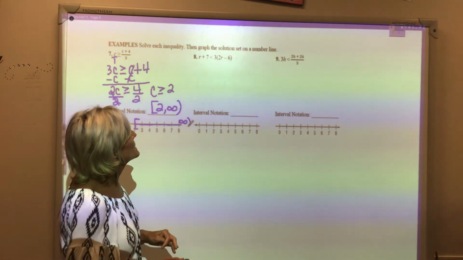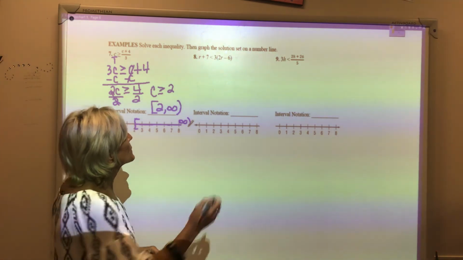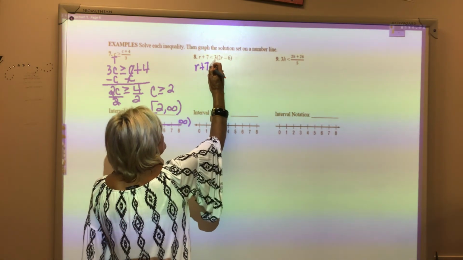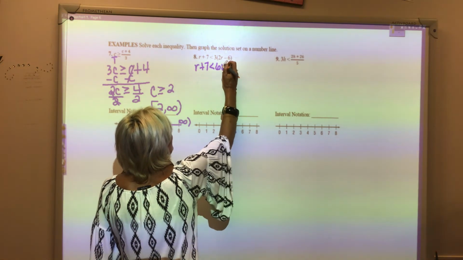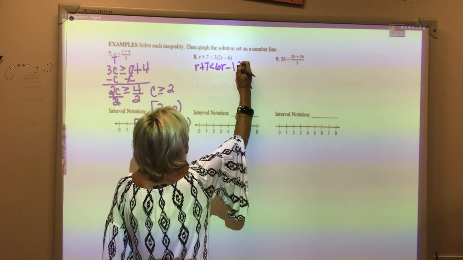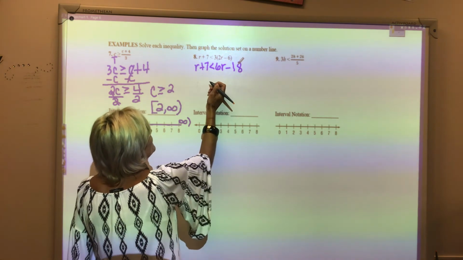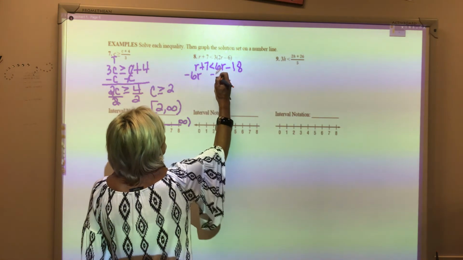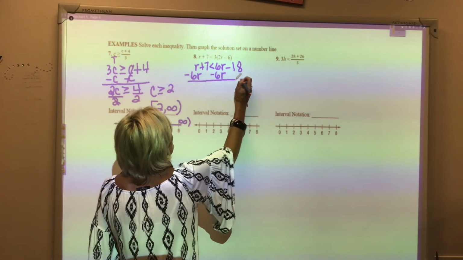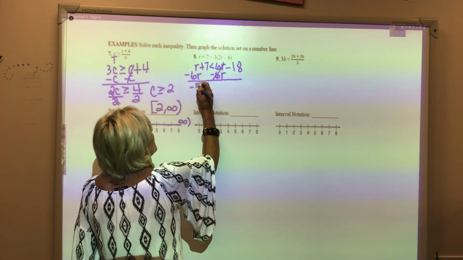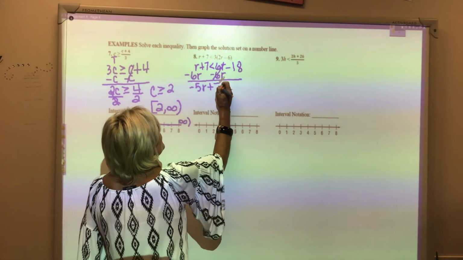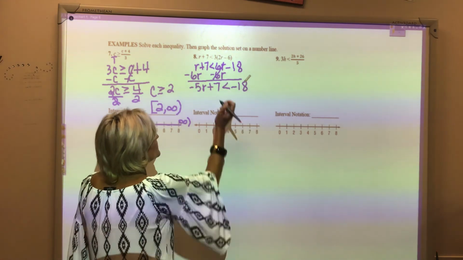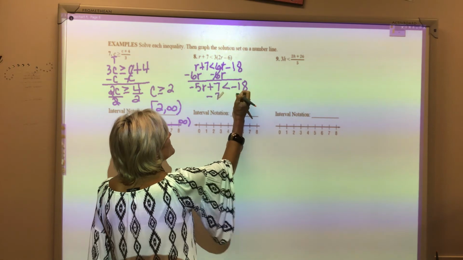On number 8, we need to distribute on the right side first. So we will have R plus 7 is less than 6R minus 18. We will subtract 6R from both sides. And we will have negative 5R plus 7 is less than negative 18. We'll subtract 7 from both sides.